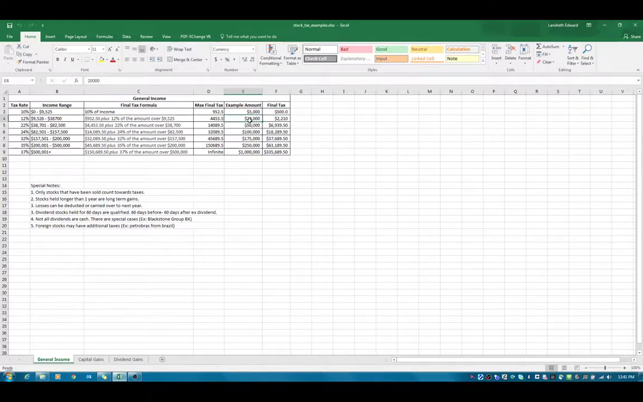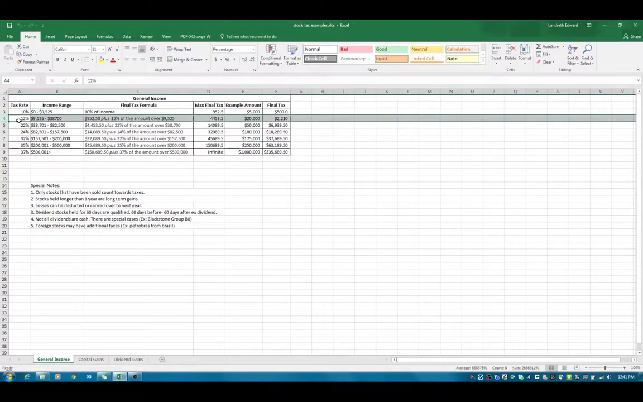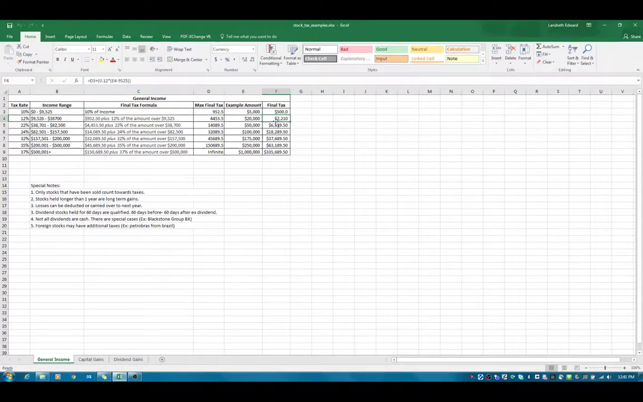Now it's where it kind of marginalizes a little bit. If you have $20,000 at the end of the year that is taxable income, you're now in the 12% bracket over here. So your final amount of tax will be this $952 plus however much of your income is taxed at 12%.